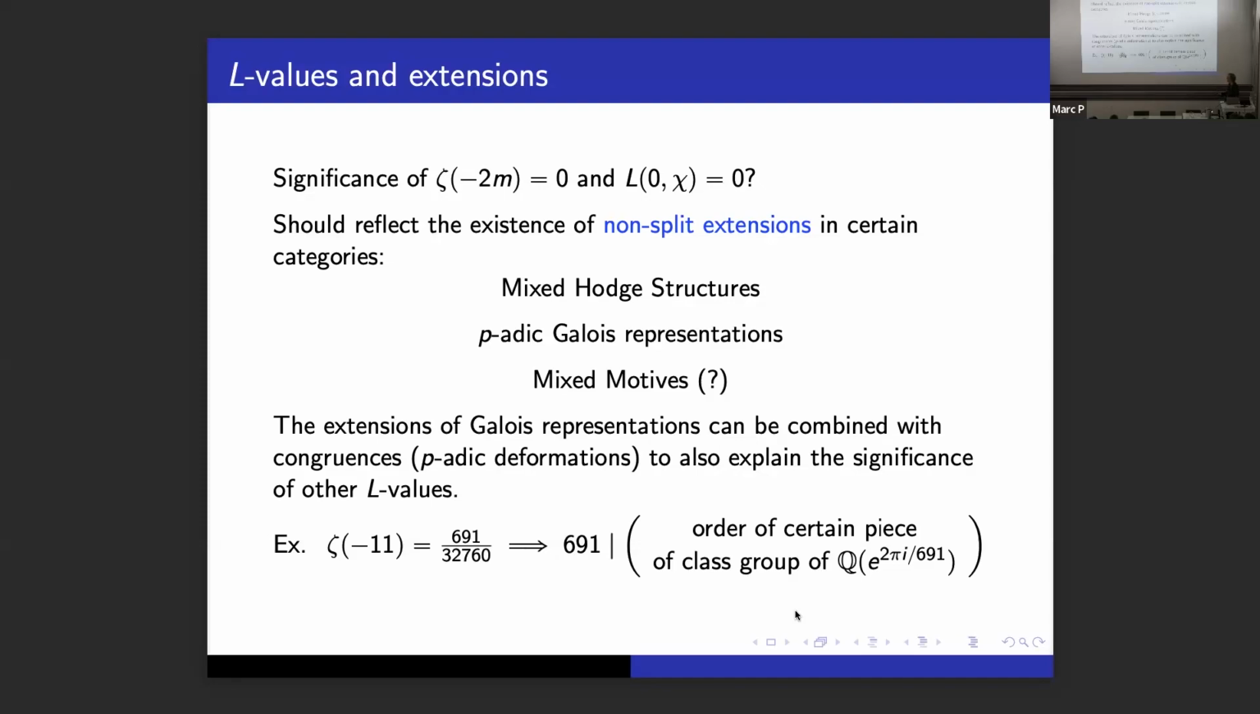For example, the fact that zeta evaluated at -11 is 691 over 32,760 reflects many things. One of them is that 691 actually divides the order of a certain piece of the class group of the field that you get by joining the 691st roots of unity. This means, in particular, that unique factorization fails in a very precise way in this field. And so there's some sort of more complicated arithmetic, and complicated should really just mean interesting.